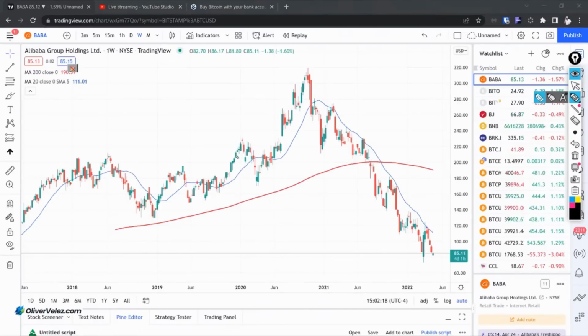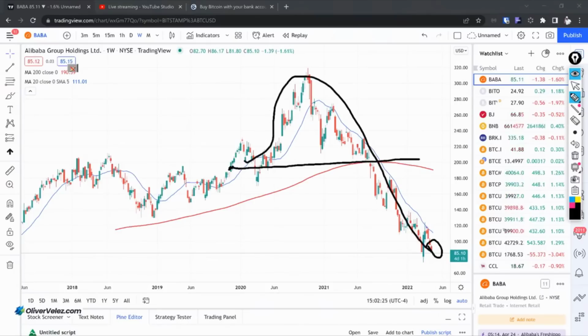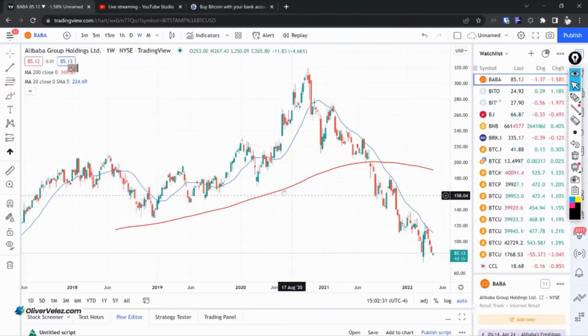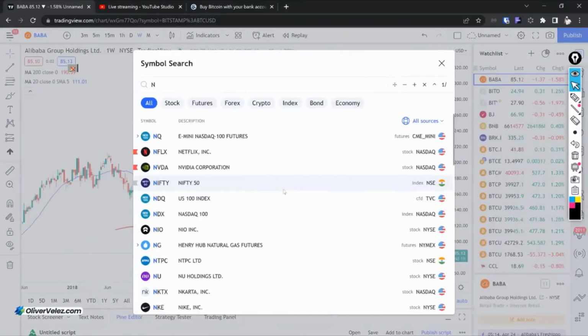Baba, pre-COVID, below, out of the system. You know, it's just all over the place.